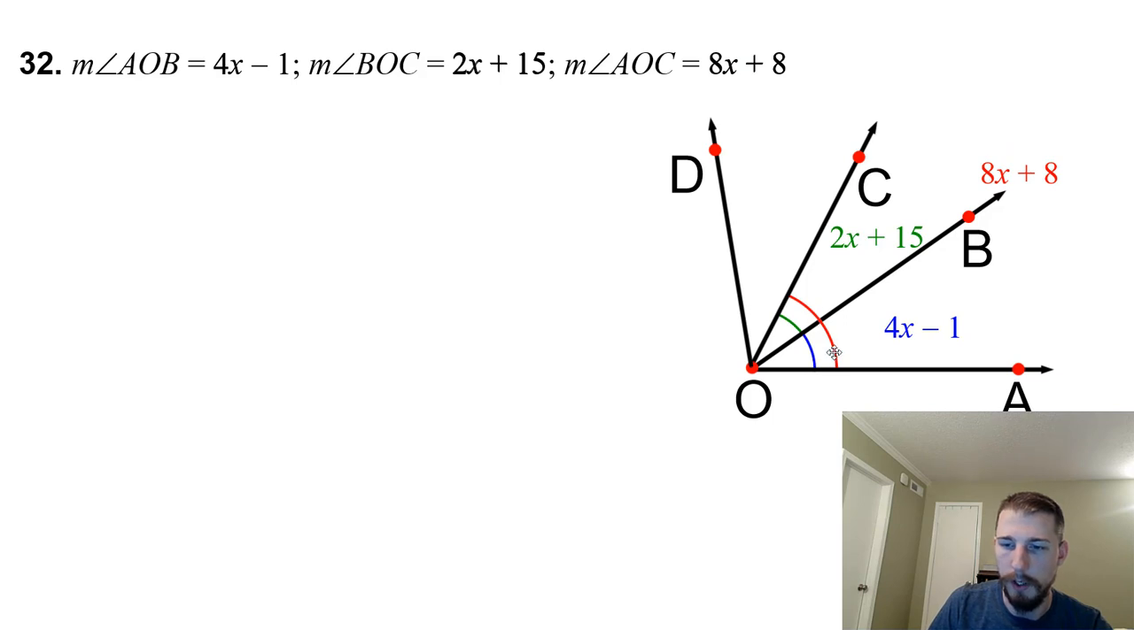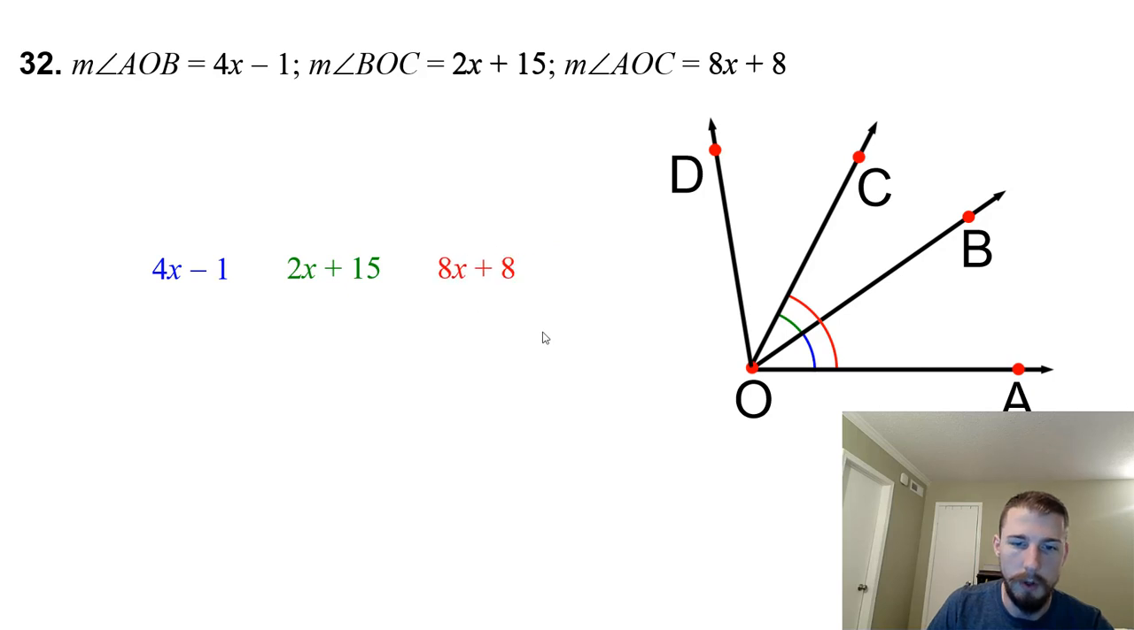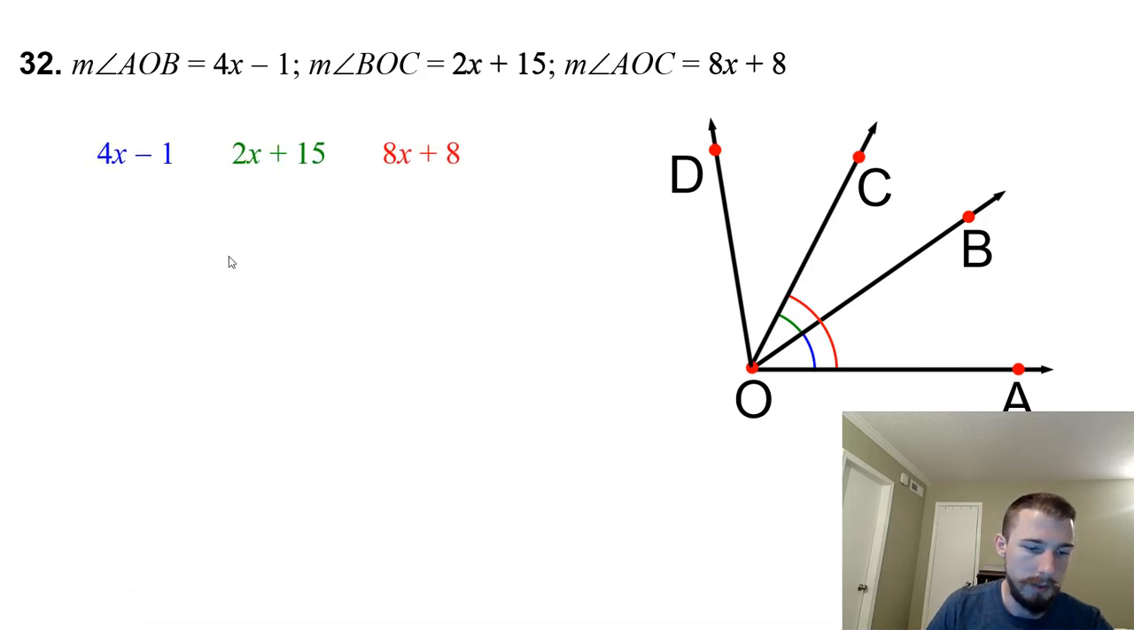AOC right there. So if you see these two, they are adjacent angles. They're right next to each other, meaning we can add up the blue angle plus the green angle, and that's going to be equal to the red angle, the whole thing, right? So when we're setting up our equation to solve for this one, we can say that 4x minus 1 plus 2x plus 15 is going to add up to be equal to 8x plus 8. So let me go ahead and move these up here and change over to my pen. We're going to add those together and set them equal to the whole thing. So the blue angle plus the green angle is equal to that one.